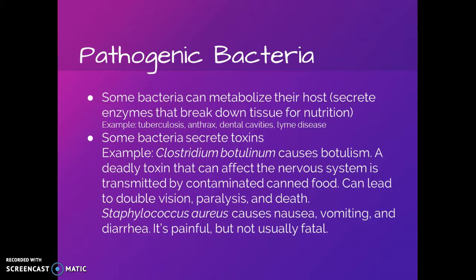Some bacteria, on the other hand, secrete toxins that make us sick. Botulism is caused by a strain of bacteria called Clostridium botulinum, and that toxin affects our nervous system. Staph aureus, staph infections, can cause nausea, vomiting, and diarrhea. And that results from bacterial toxins being released as well.